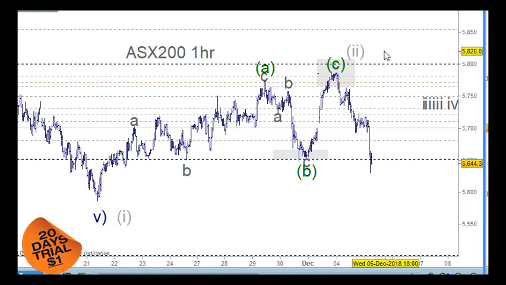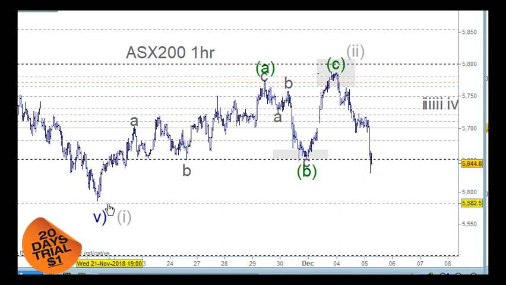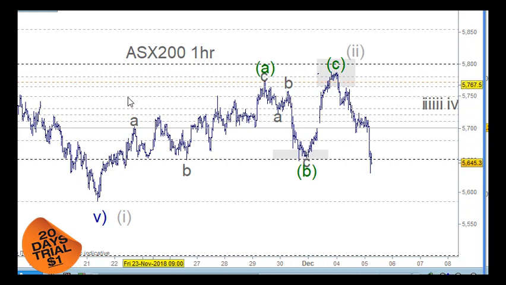Now the thing here is that all of this particular pattern is corrective, and the problem is that this particular low, where we've counted 5 waves down from the top, if this is breached, which is likely to be breached because this is corrective. This was okay as being corrective because we were looking for a higher move to the upside.